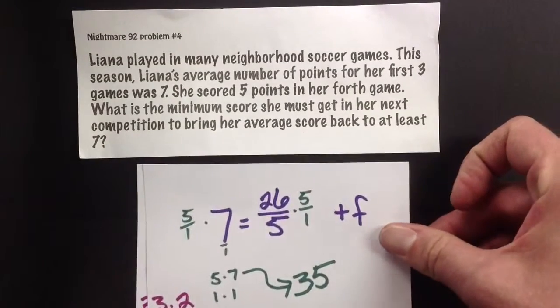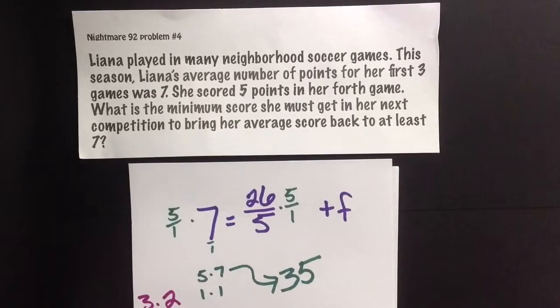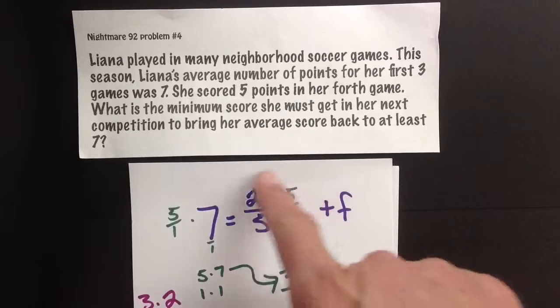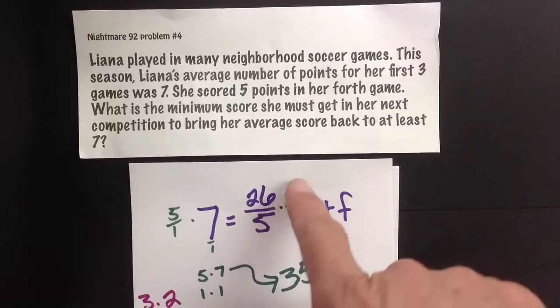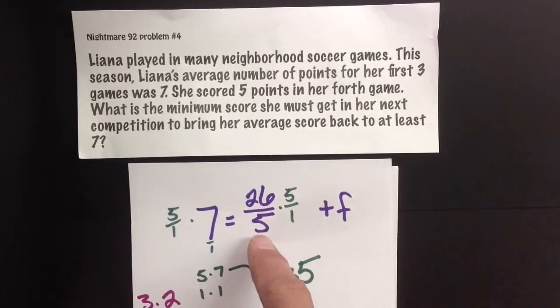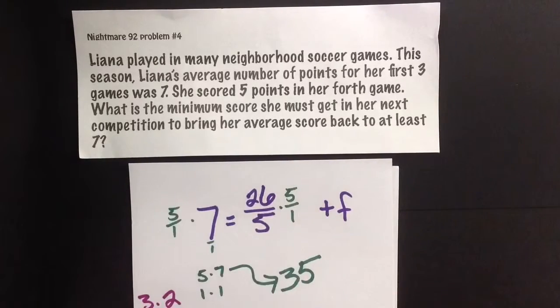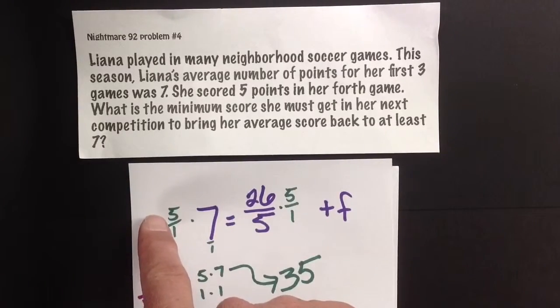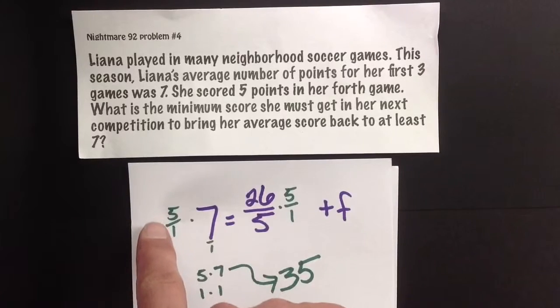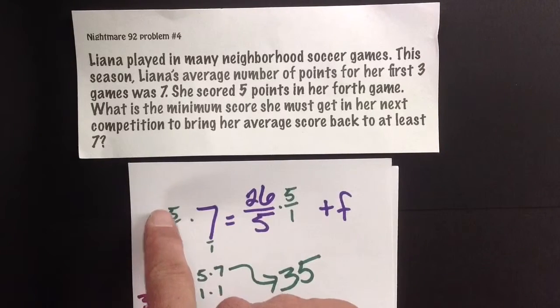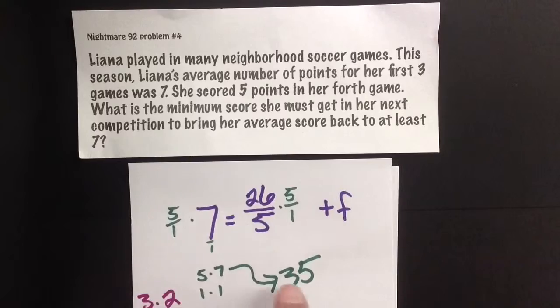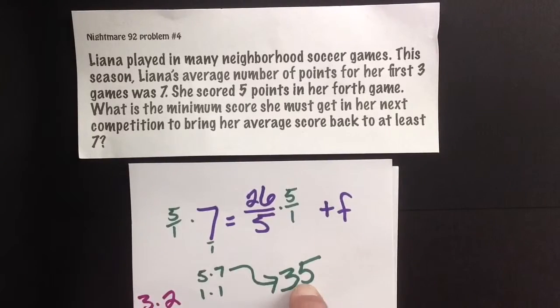So our next steps then. To get the F by itself, let's start by taking care of this. We can get rid of the divide by 5 by doing the opposite of divide, which is to multiply. So we multiply by 5, they cancel each other out. If we did that on one side of the equal sign, we have to do it on the other. Multiply this by 5. 5 times 7 gets us 35.